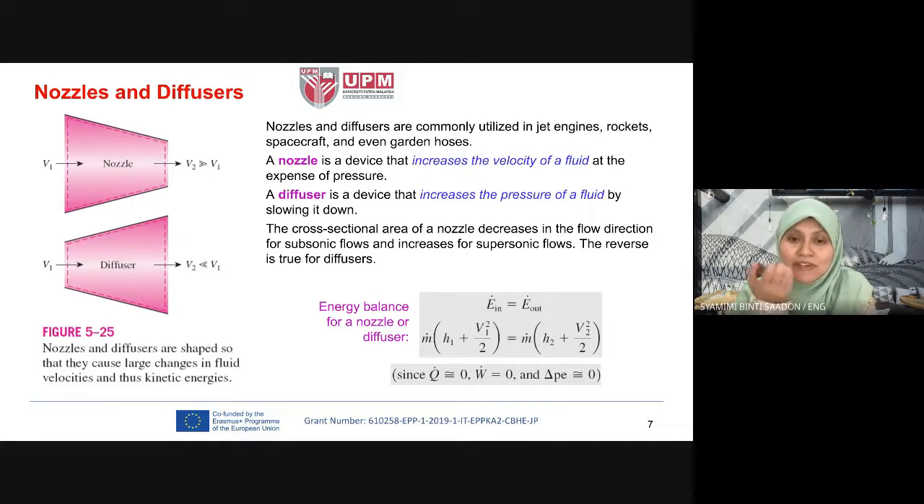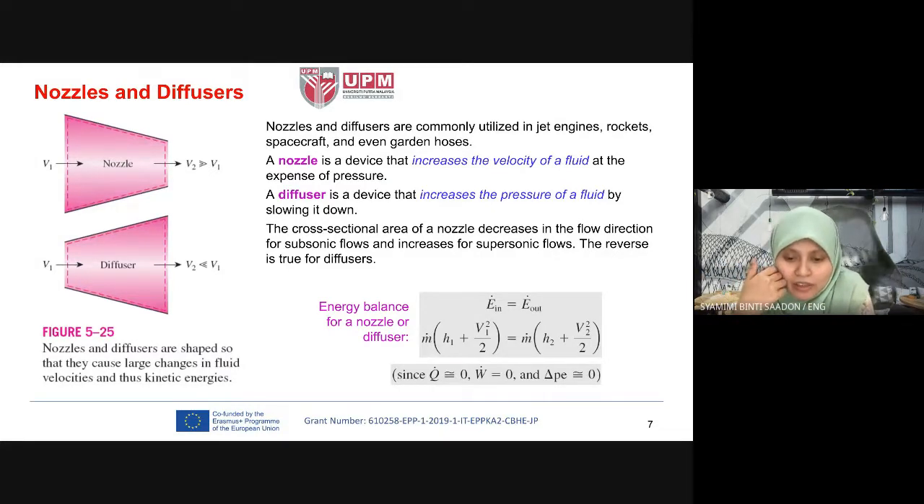The heat transfer is very, very small compared to the other energy, enthalpy and kinetic here. Whether the heat transfer in or out is very small or zero, we can neglect that. And then there is no power output or power input given to the nozzle and diffuser. It doesn't produce work like a turbine, even though it can decrease the pressure, it doesn't produce work.